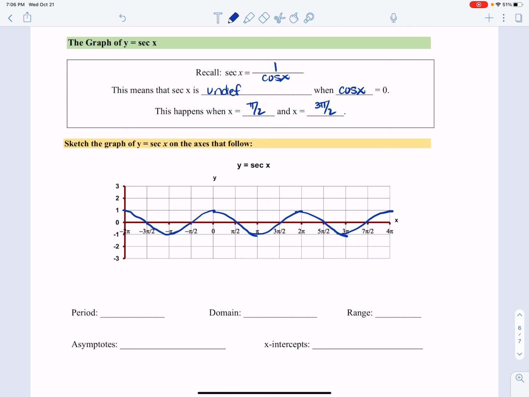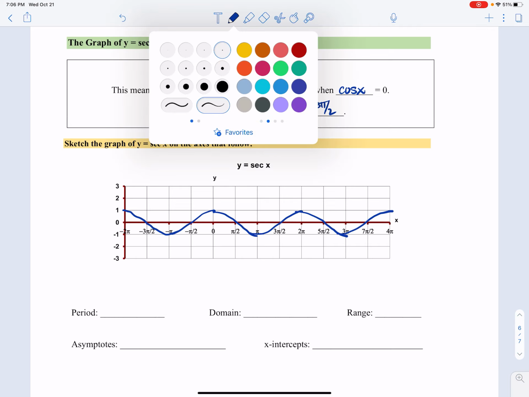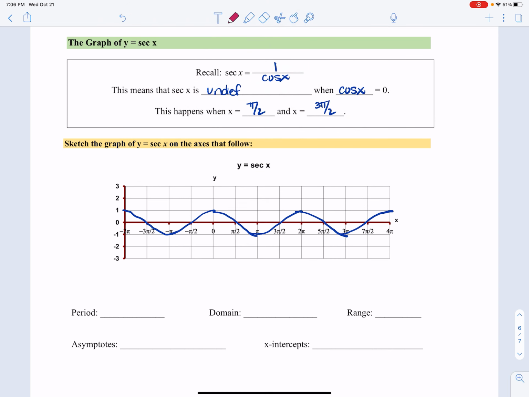Okay, so I'm going to build the secant function off of the cosine function. So let's see what happens here. Since secant is the reciprocal of cosine, when I originally got a value of 1, the reciprocal is going to return the same value. Same with -1. I also know that when cosine was equal to 0 is where secant is going to go undefined. So that's all the pi over 2's.